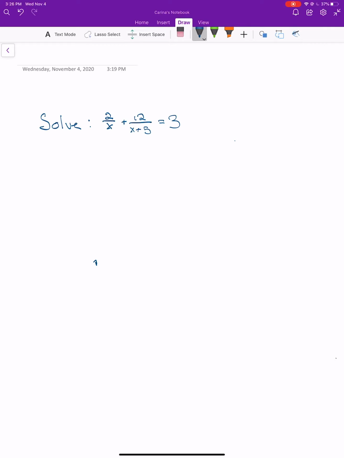Your first step, step 1, is to multiply both sides of the equation by the least common denominator.